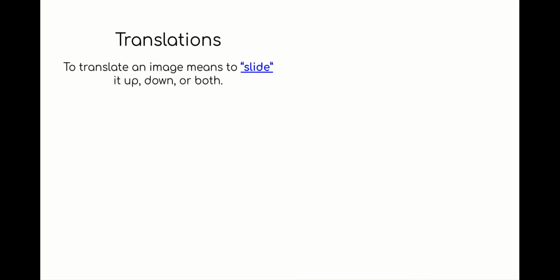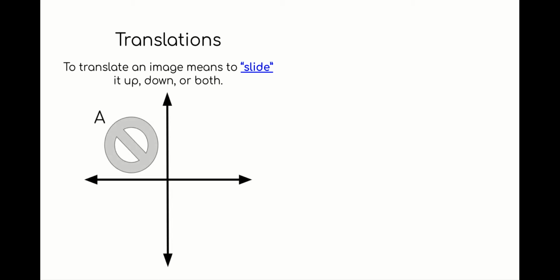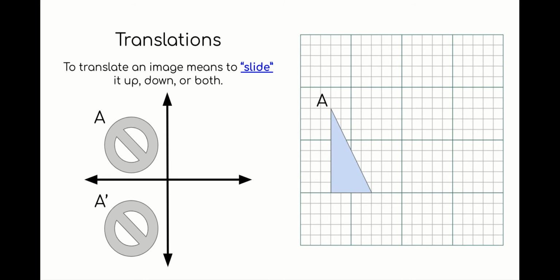Translation. So this is the first of three transformations that we're going to talk about. To translate an image means to slide it up, down, or both. So if we start with this figure A, I'm going to slide it down and I'm going to end up with A prime. See how I didn't turn it. I didn't do anything to it except for slide it. So I didn't change it at all except for change its position. Now I can look at this triangle A and I am going to change its position and that will become A prime. So same image, just different location.